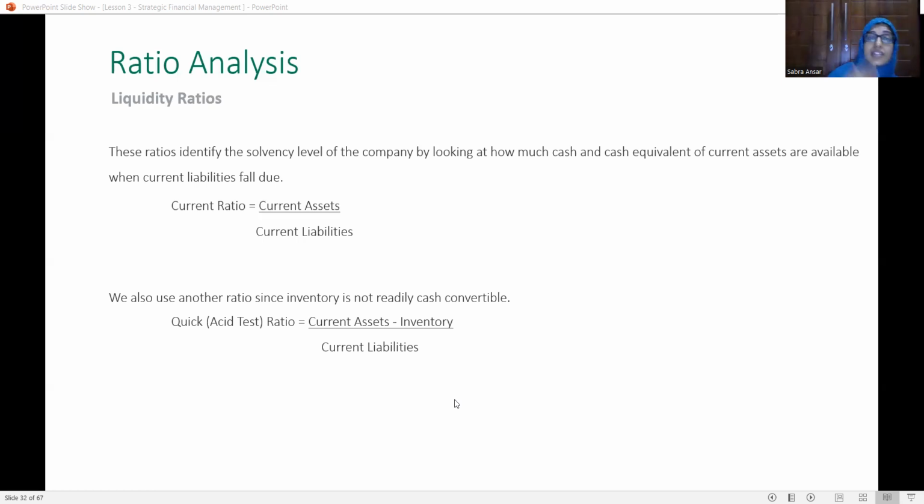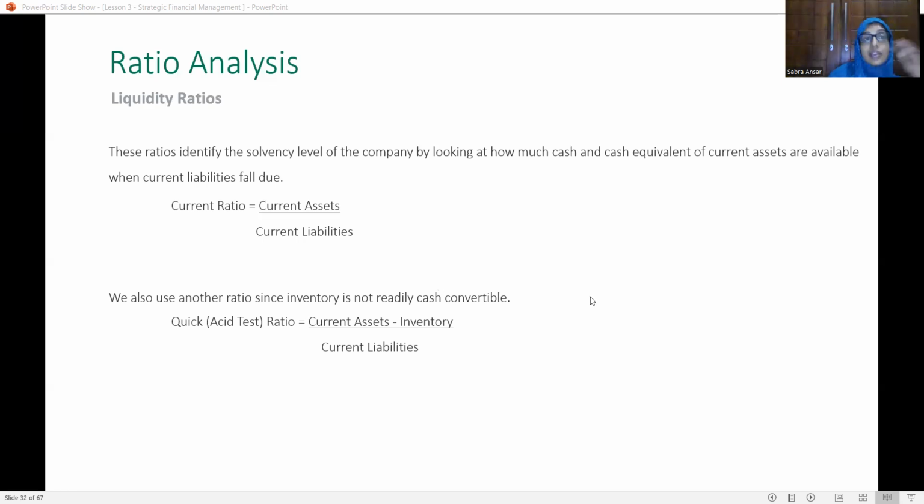Okay, with that, we also use another ratio, since inventory is not readily convertible to cash. Now we are talking about liquidity, where we are looking at the assets which are more liquid, right? So when it comes to current assets, it also includes inventory. Do you think inventories are something that can be sold very quickly? No, it's not.